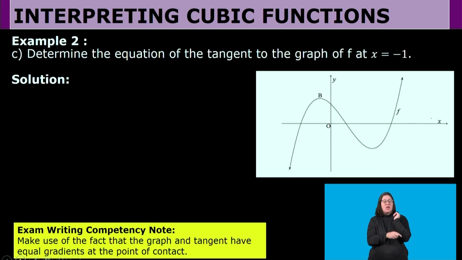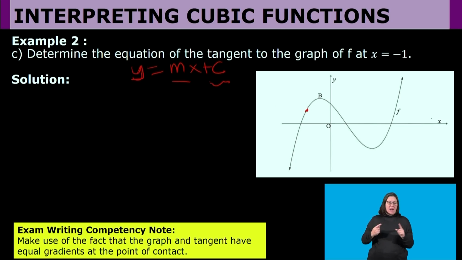All right, guys, and now for the last part of this question, it says determine the equation of the tangent to the graph at x is equal to minus 1. So wherever minus 1 is, we want to find the equation of the tangent. If we're looking for the equation of the tangent, we remember that y is equal to mx plus c. That's the equation formula that we're heading towards finding. We need the gradient, we need the y-intercept.